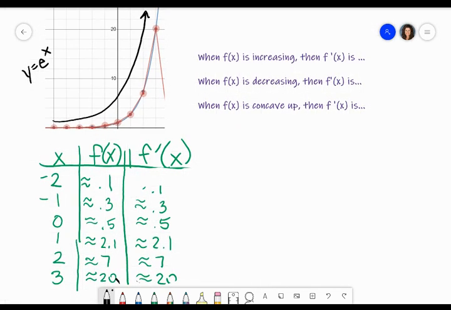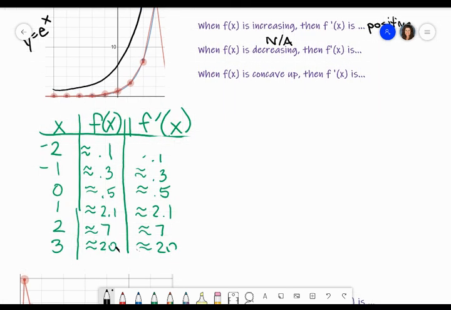Well, we notice that the sign of f prime is positive. When f of x is decreasing, well, that's not happening, not applicable. And we notice that none of these slopes, none of the derivatives are negative either. This graph is concave up. So what could we say about the f prime values?